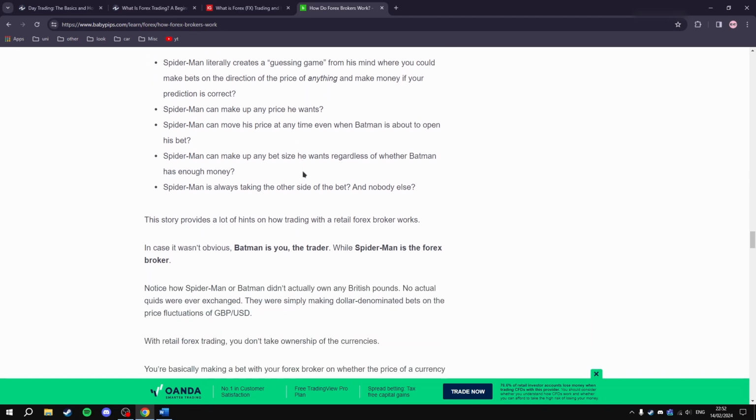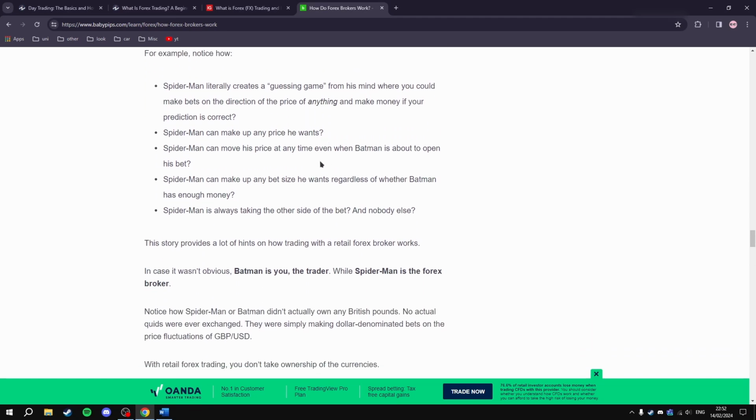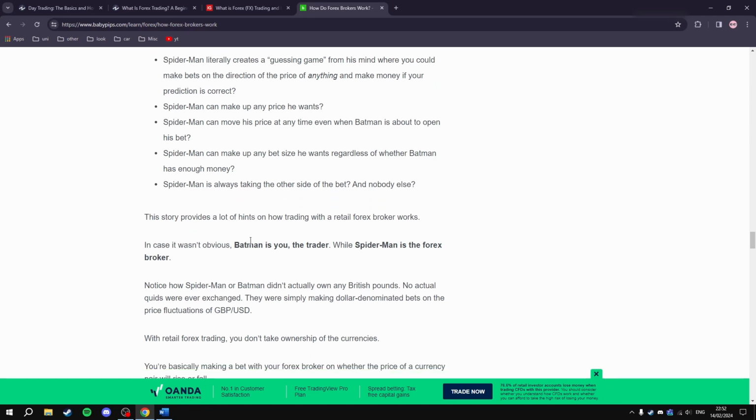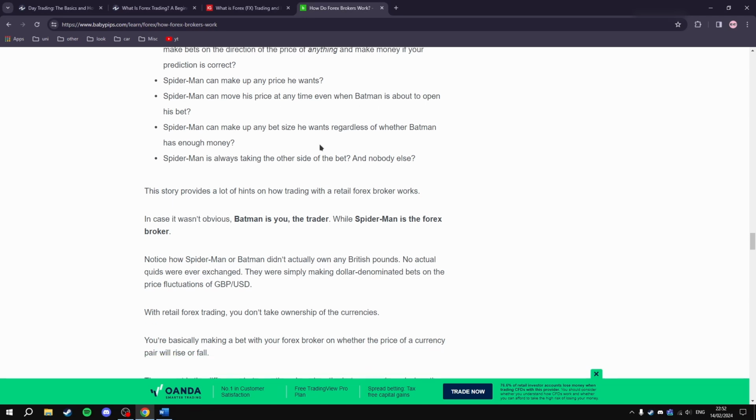In a simple story, there's a lot to unpack. For example, notice how Spider-Man literally creates a guessing game from his mind where you can make bets on the direction of the price of anything and make money if your prediction is correct. Spider-Man can make up any price he wants. Spider-Man can move his price at any time, even when Batman is about to open his bet. Spider-Man can make any bet size he wants regardless of whether Batman has enough money.